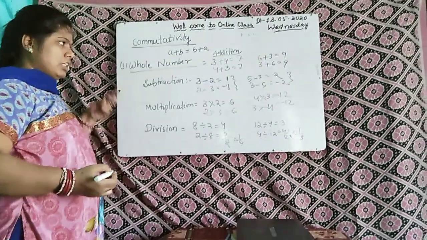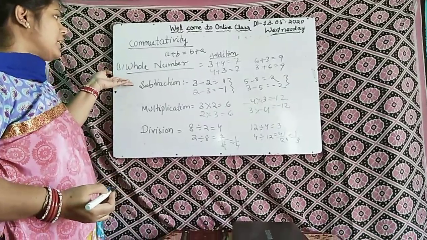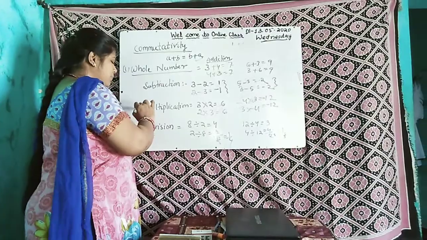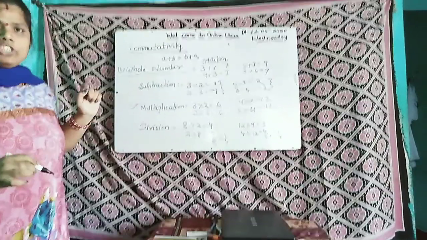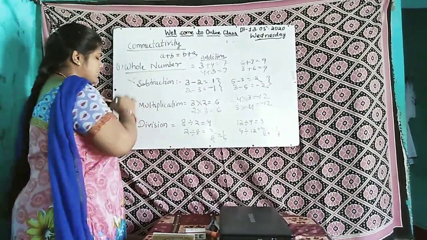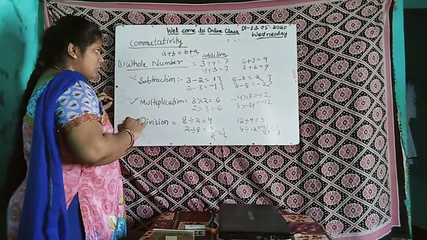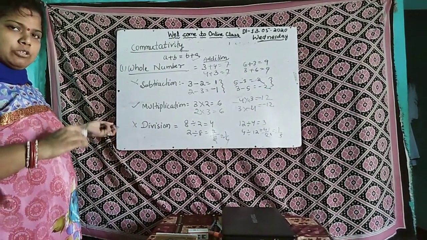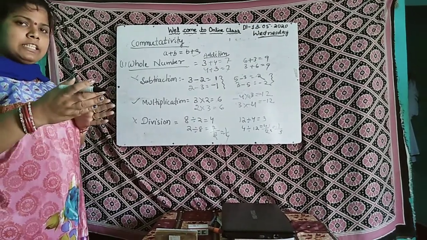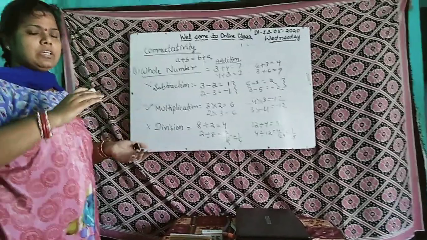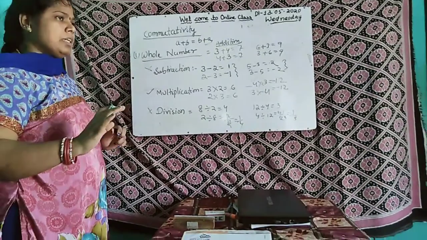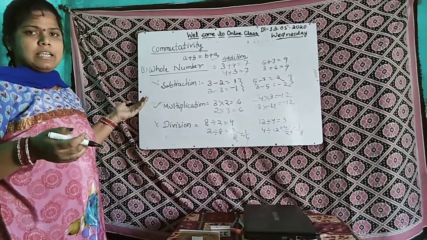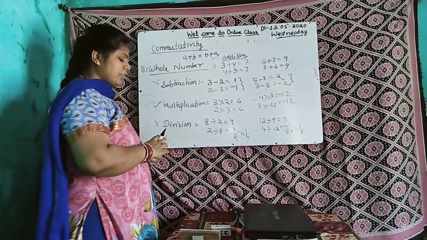So what did you learn? Whole numbers are commutative under addition and multiplication, but not commutative under subtraction and division. The commutative property means a plus b equals b plus a. Take any two numbers, add them in one order, then change the order, and the answer will be the same. If you get the same answer, then you can say that it satisfies the commutative rule.